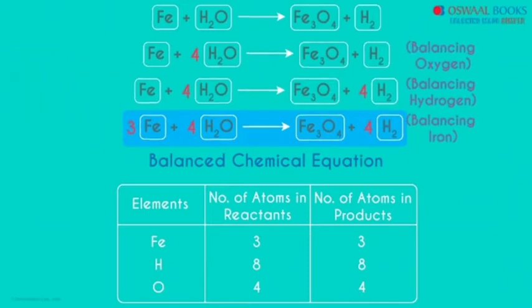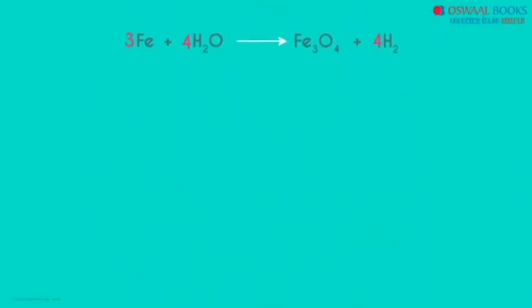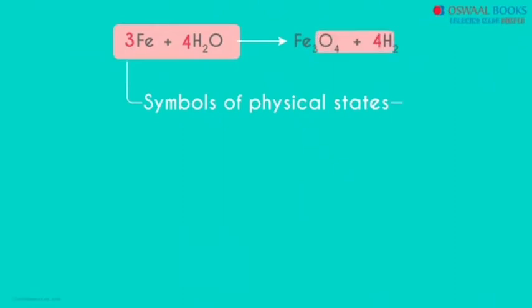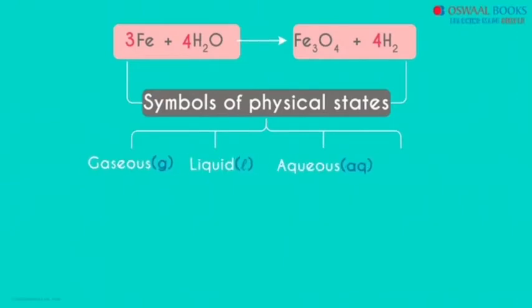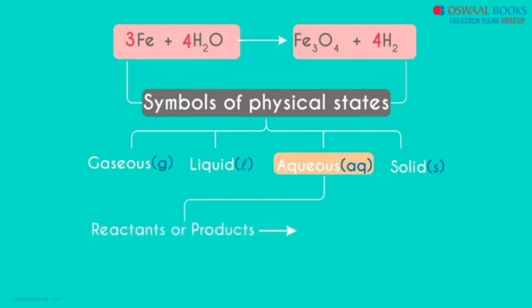Though we've balanced the chemical equation, there's one additional thing we can do. We can write symbols of the physical states of each reactant and product. What do I mean by this? There are 4 main states of the reactants and products: gaseous, liquid, aqueous, and solid. We know these 3, but what's aqueous? The word aqueous is written if the reactant or product is present as a solution in water.